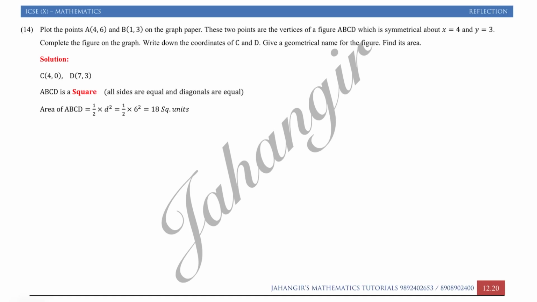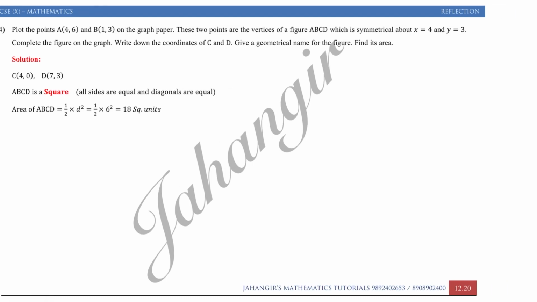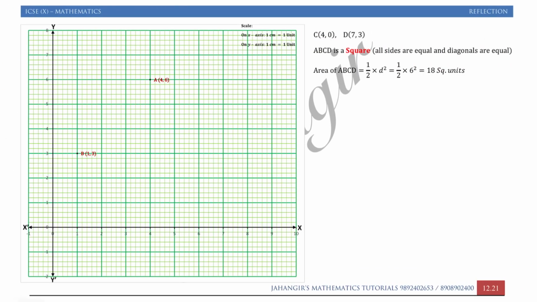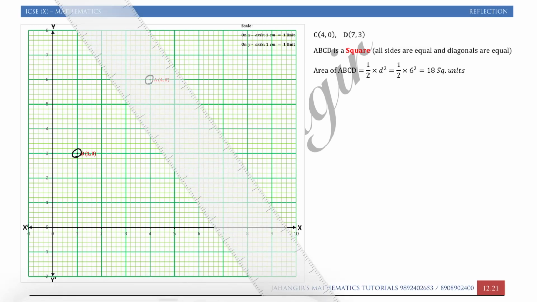Plot the points 4, 6 and 1, 3 on the graph paper. Let us plot A (4, 6) and B (1, 3). Make an axis. Okay. Now these 2 points are the vertices of the figure ABCD, which is symmetrical about x equal to 4. So first we have to draw a line which is x equal to 4.